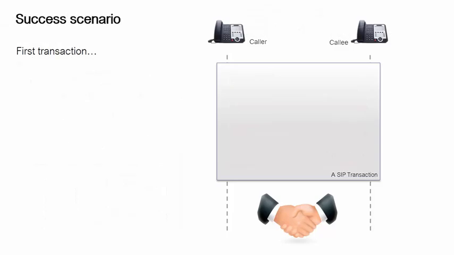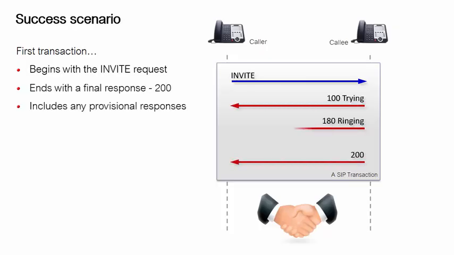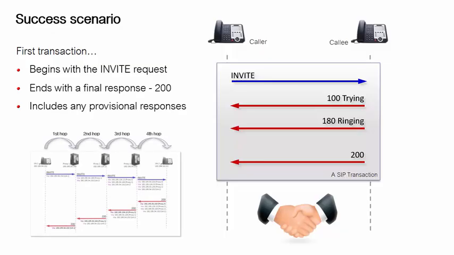So, in a successful call, the first transaction begins with the INVITE request, ends with the final response, the 200 OK, and includes the 100 Trying and the 180 Ringing. In a peer-to-peer call, all these messages traverse only a single hop between the caller and the callee. In a proxied call, however, the INVITE and its responses traverse multiple hops. Remember, a transaction is only ever over one hop, meaning these messages here and these here can't belong to the same transaction. They belong to different transactions.